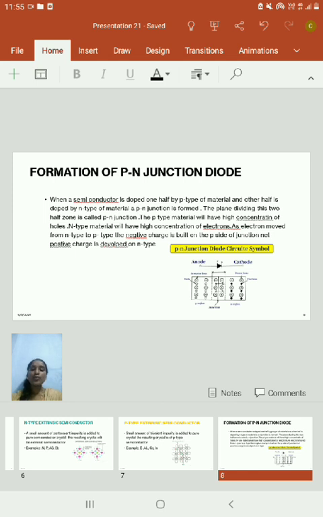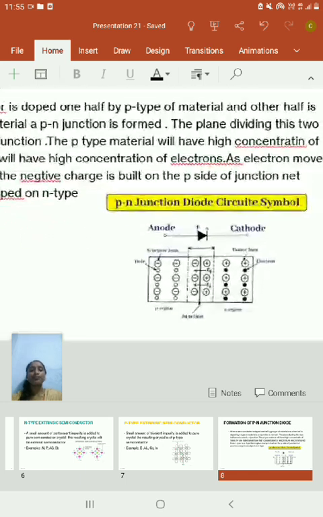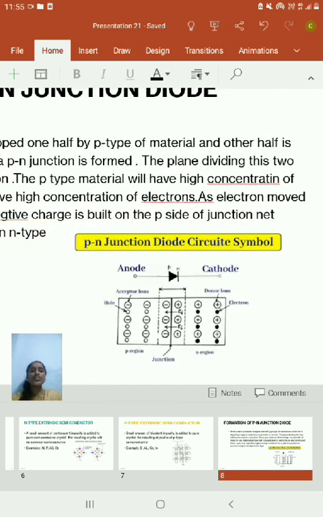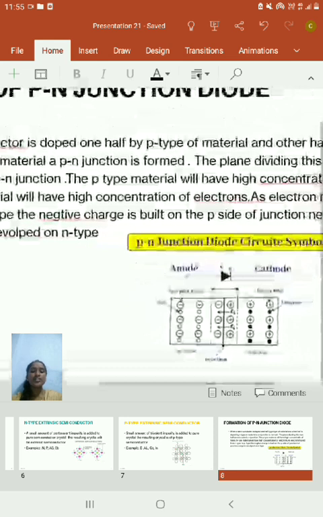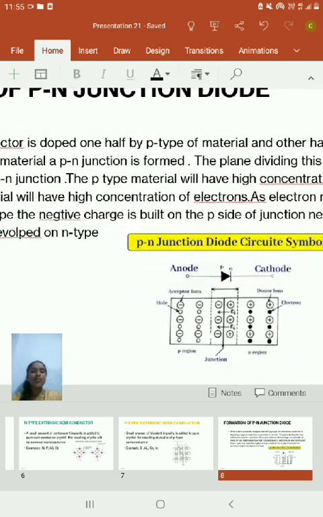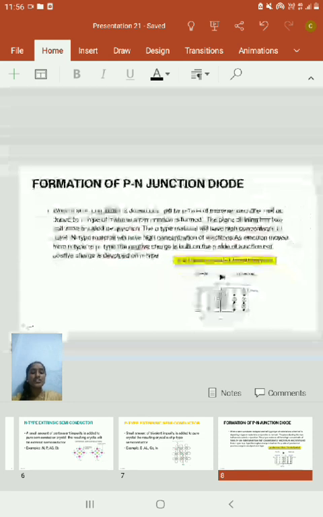As electrons move from N-type to P-type, negative charge is built up on the P side of the junction and positive charge is developed on the N-type side. See, this is the structure of the PN junction diode. This half part is P-type and this half part is N-type, and the middle is the junction. So, the total formation is the PN junction diode.